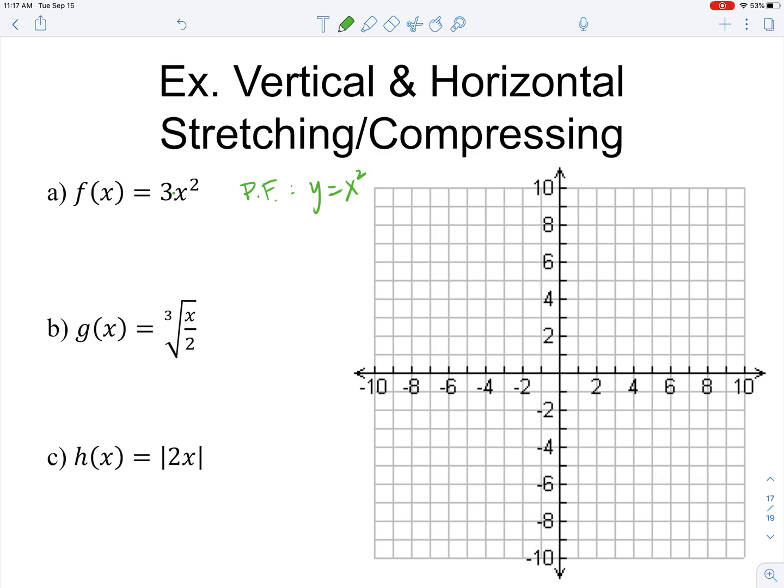Now there's no parentheses. This is 3 times x squared. So that's like 3 times the parent function, meaning that 3 represents a vertical stretch by 3, meaning we are going to multiply each y by 3.